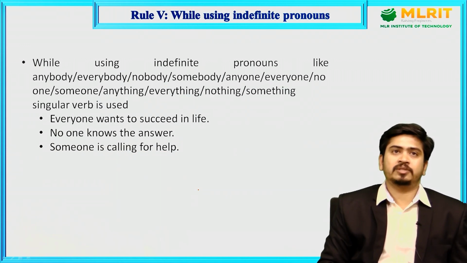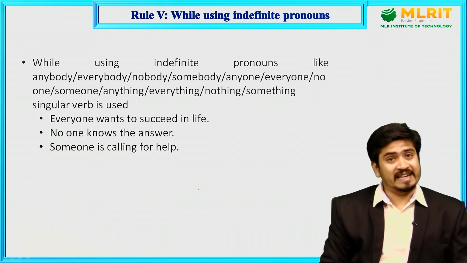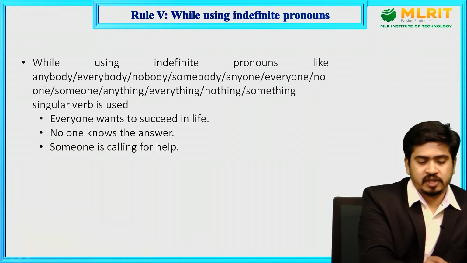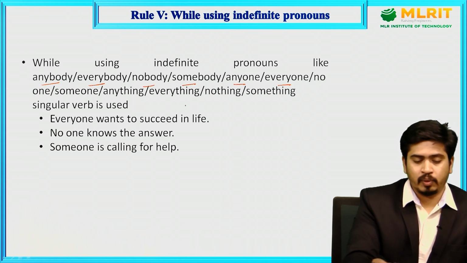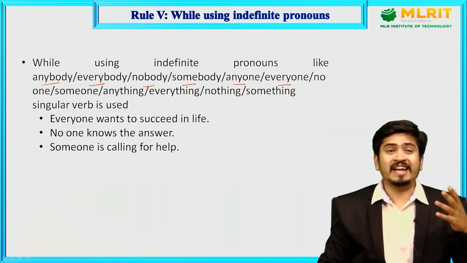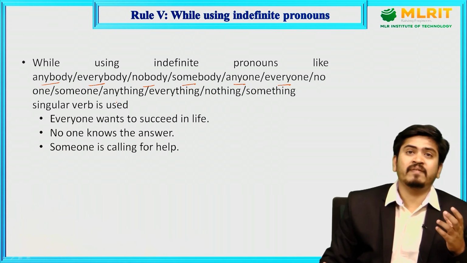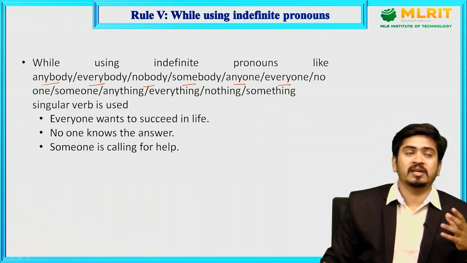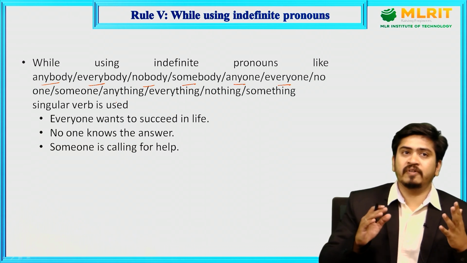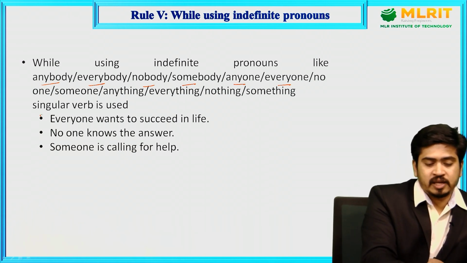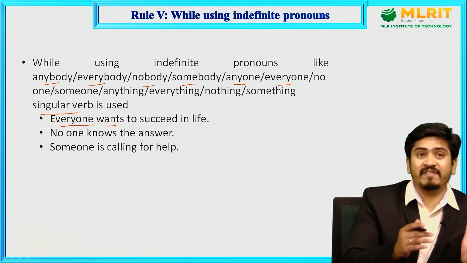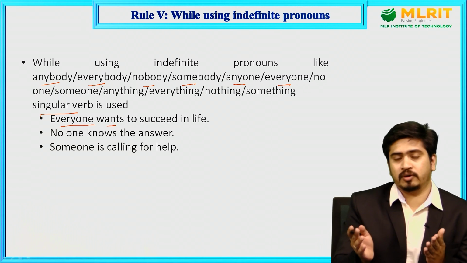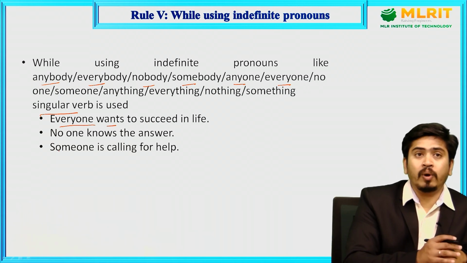Now coming to the next rule, while using indefinite pronouns. If you see anybody, everybody, nobody, somebody, anyone, everyone, all these are examples of indefinite pronouns. Indefinite pronouns are considered singular. So the verb used should also be singular. Now see the example. Everyone wants, a singular verb. You cannot say everyone want to succeed in life. It's wrong.